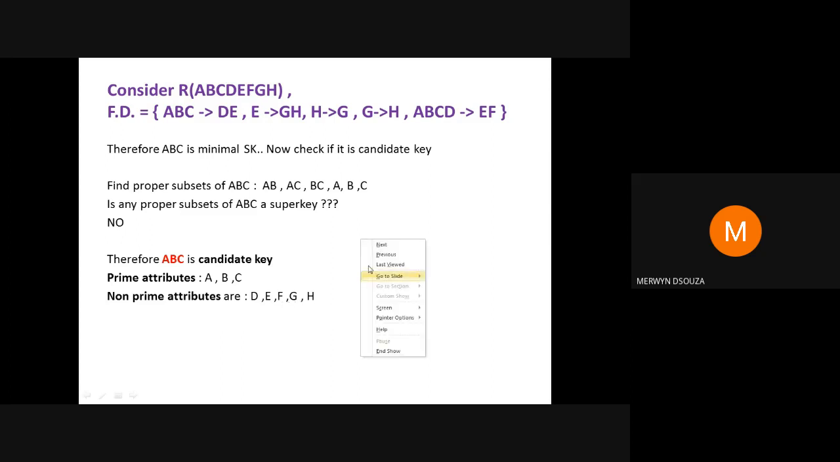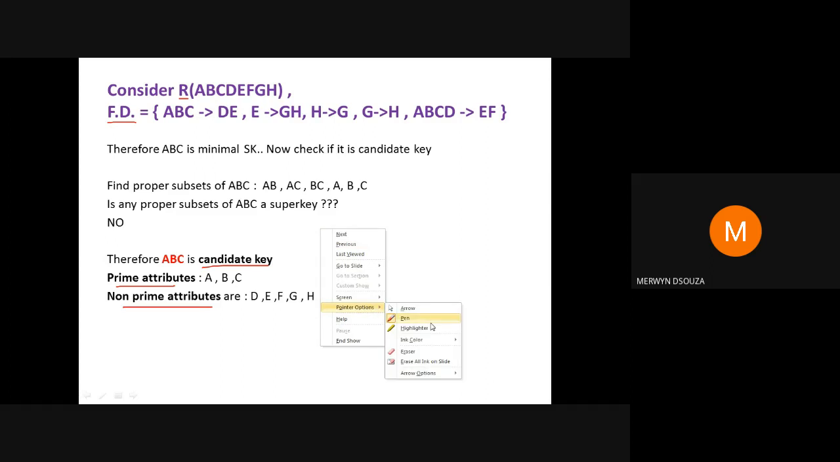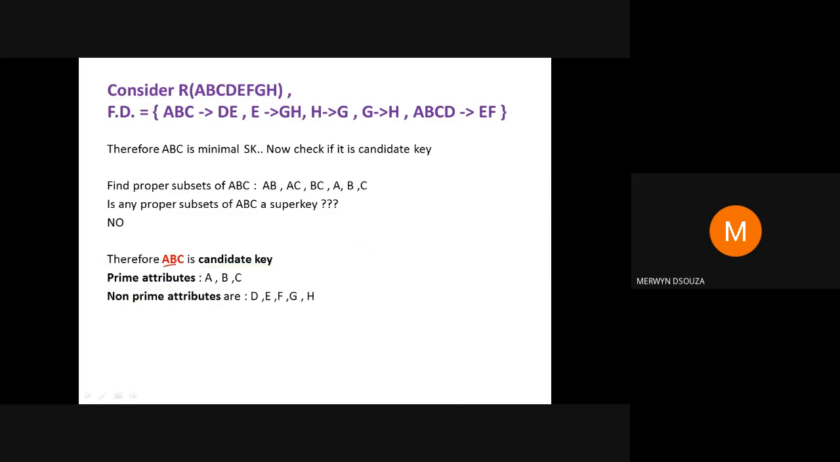So the first step to find out in what normal form this R and these given functional dependencies are, is this. You need to find the candidate key, the prime attributes, and the non-prime attributes. Once you find a candidate key, please do not stop there. Check if there are more candidate keys. We have discussed how to check for more candidate keys.